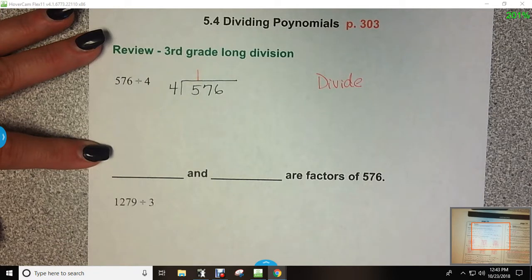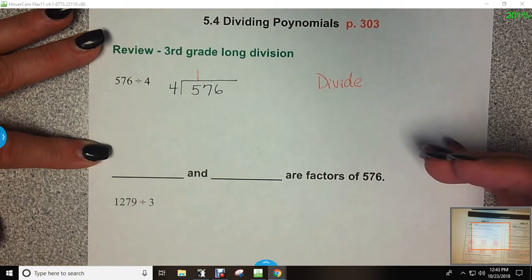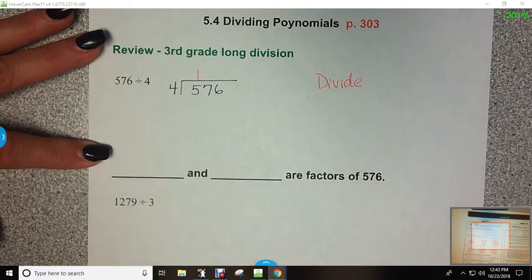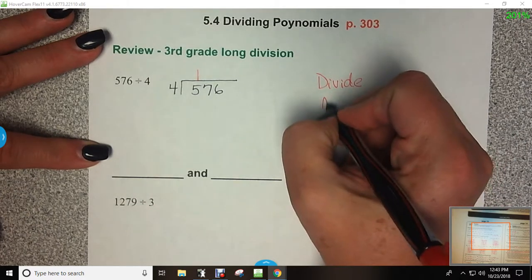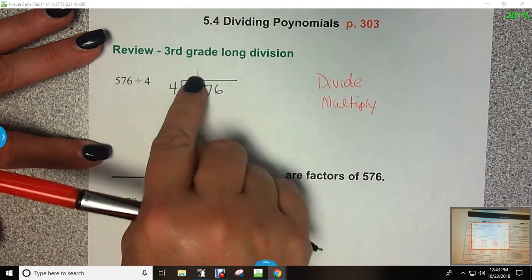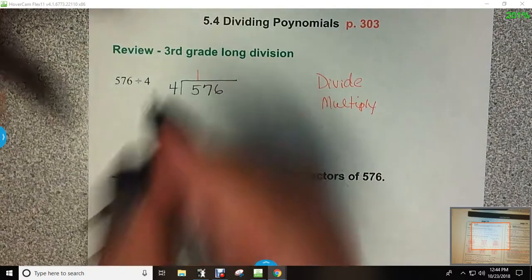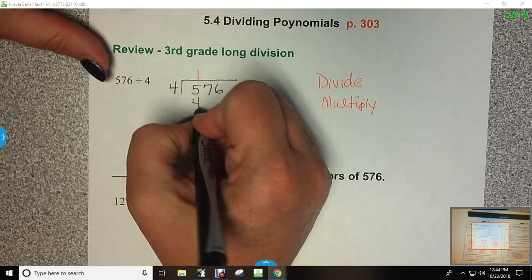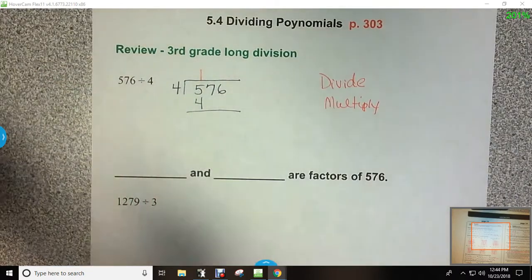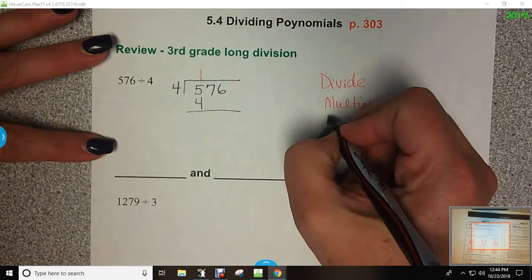Here's the thing, guys. Remember, I told you I was going to make you slow down and explain every step to me, because you're going to need every step when you get to the Algebra 2 long division. So the next step is to multiply the number that's on top of the house by the number in front of the house. So 1 times 4 is 4. What next? Subtract.